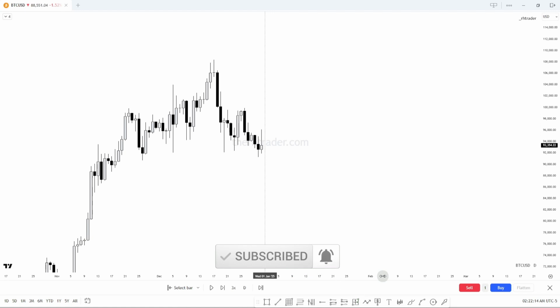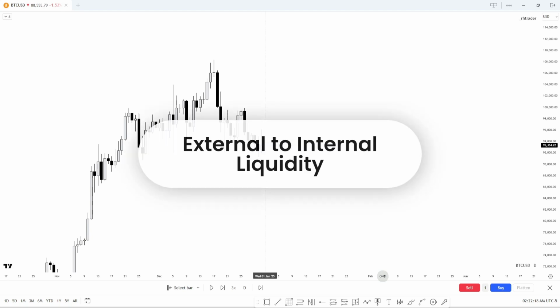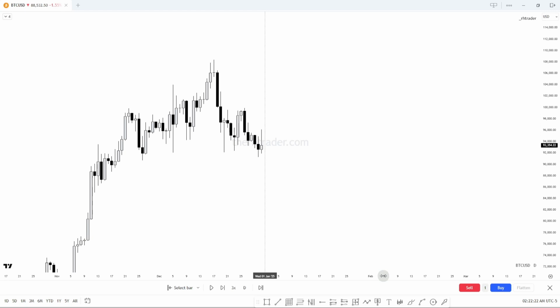Let's get into it. The concept I use most of the time is the external to internal liquidity, among a few others. So for the first call, it was a call for price to reach $90,000. And as the yearly open, which is on the 1st of Jan 2025, I was expecting price to take out this liquidity pool, right?